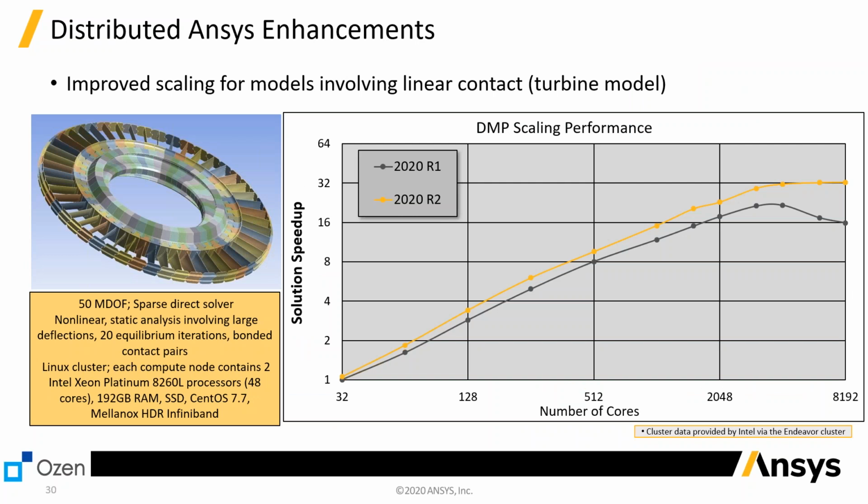Another enhancement is mainly for customers that are using a large model with a lot of cores and millions of degrees of freedom. ANSYS now has improved the performance and the solution speed up compared to 2020 R1. We can see here, especially at large scale, there is a lot of enhancement happening. In this example on the left, a 50 million degree of freedom turbine is solved, and ANSYS can handle it with no problem using hardware that can handle that, and we can see there is some improvement in the solution speed up.